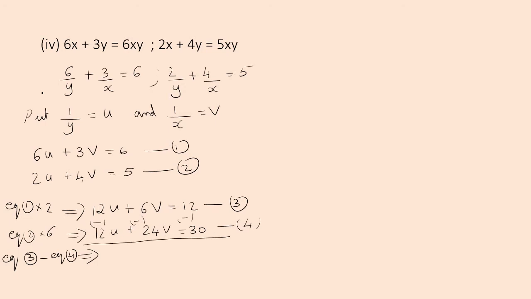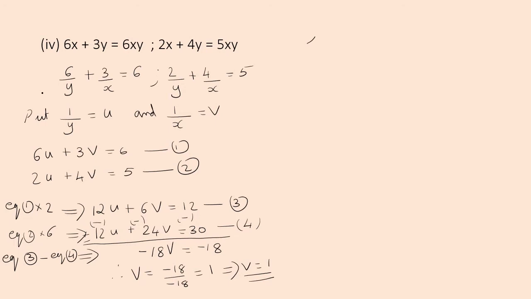So 12u plus minus 12u is 0, 6v minus 24v, that is minus 18v, equal to 12 plus minus 30, that is minus 18. Therefore v equal to minus 18 upon minus 18, that is equal to 1. That is v equal to 1.